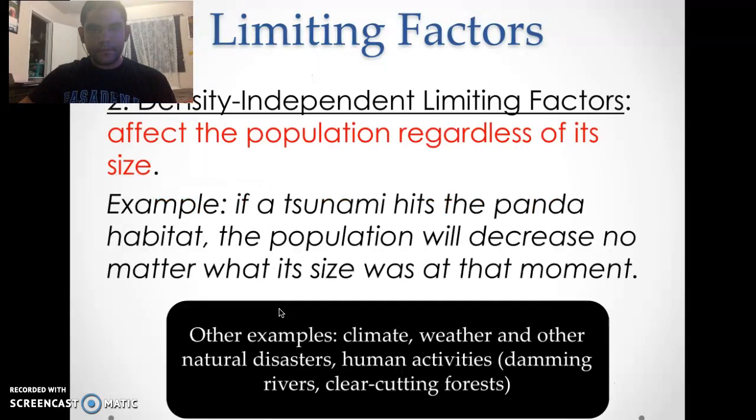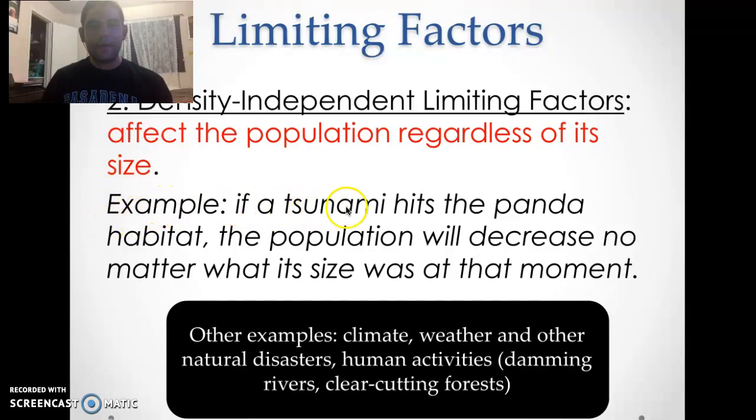Okay. The second one is a density independent limiting factor. So these are factors that do not depend on the size of the population. Regardless of the size of the population, there's going to be some factors, and that's why we call them density independent. It doesn't matter how large the population is.